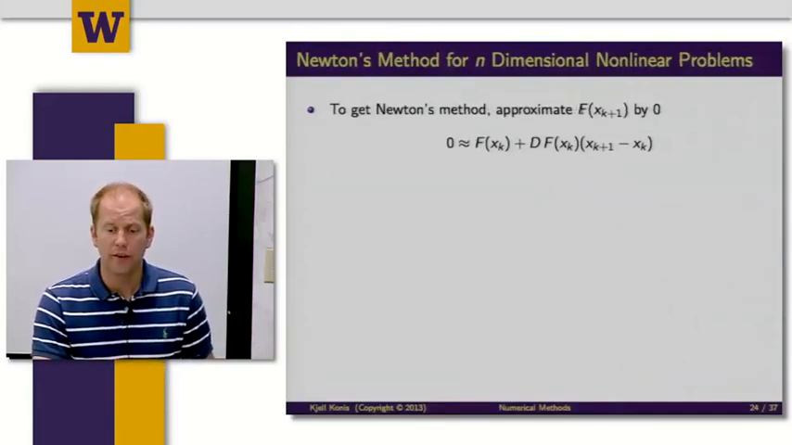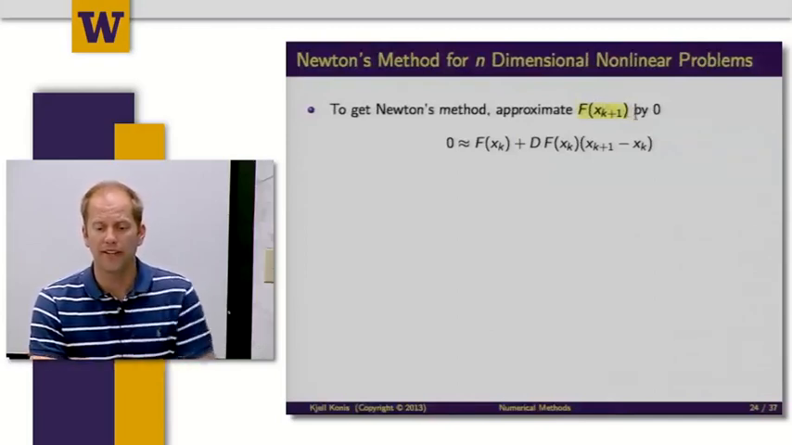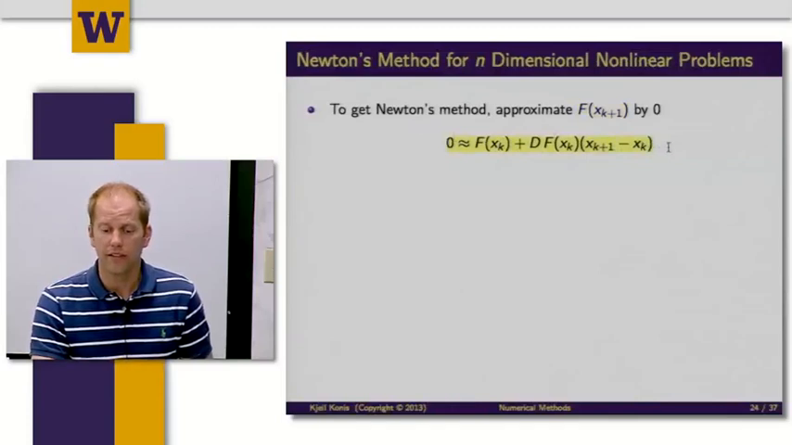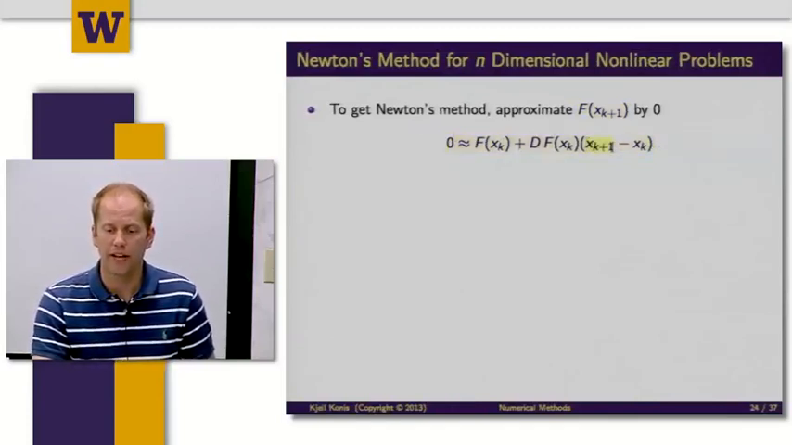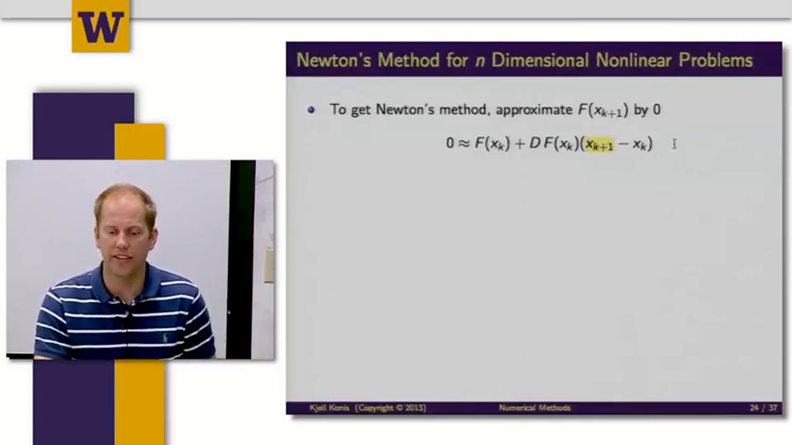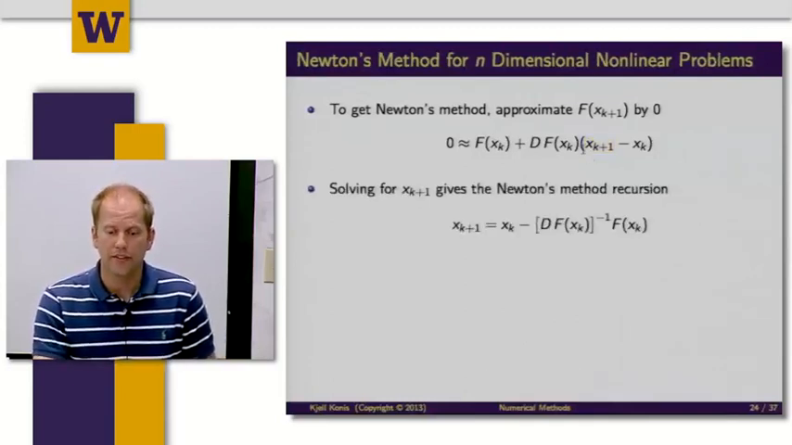So I want to imagine that I am approximating a point f of xk plus 1, and that's where this function is going to be equal to 0. So that gives me this relationship here. So I'm trying to find this point k plus 1 so that my function is 0. But instead of doing that, I'm just using the linear approximation and finding out where that's equal to 0. And then I just want to solve this again for x plus 1.